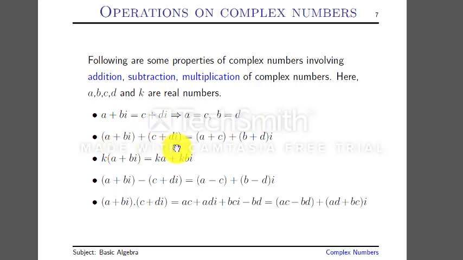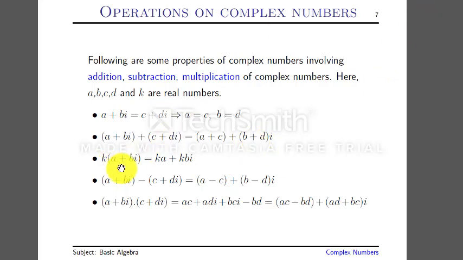And the second property is if we want to add two complex numbers, the real part will be added to the real part and the imaginary part will be added to the imaginary part. Its real part is A, its real part is C. So A must be added to C and B must be added to D. The new complex number will be obtained as its real part is A plus C and the imaginary part of the new complex number will be B plus D.